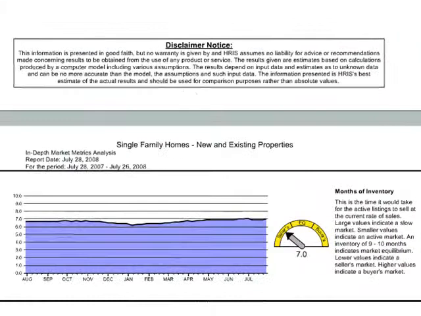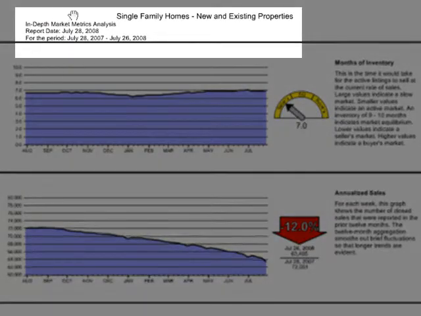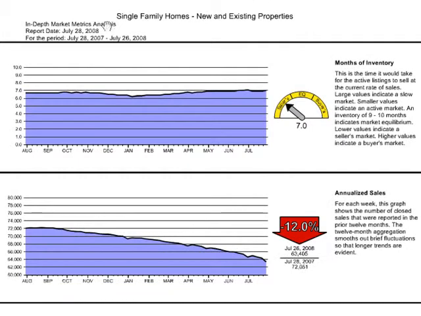So if I scroll down just a little further here to the first page of statistics, I can see it's an in-depth market analysis. It's still breaking it down by the property class, but now it's even further breaking it down into new and existing property. For single-family homes, new and existing properties only, this is telling me the month's inventory was about 7, still favoring the seller, went down approximately 12%.